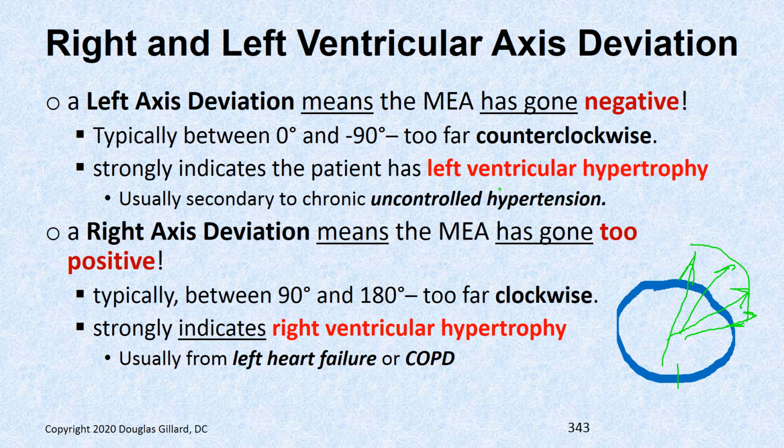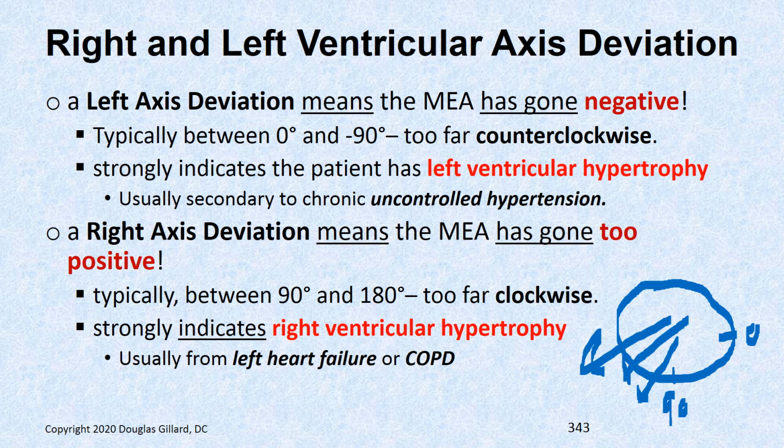That means that the mean electrical axis has gone too far positive. In fact, it went too far this way, right? So it's too positive. Remember, this was 90 degrees. Normal was 90 and 0. So it's traveling this way. So it went too far. It went past 90 degrees, greater than 90 degrees.